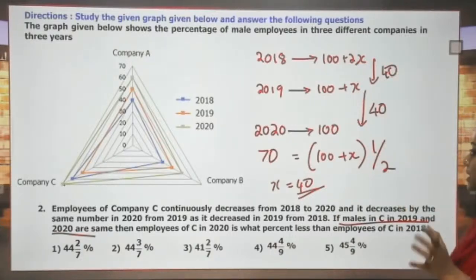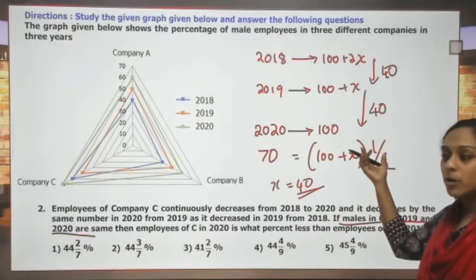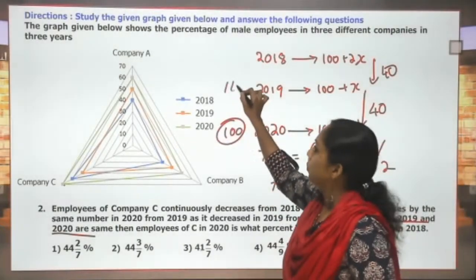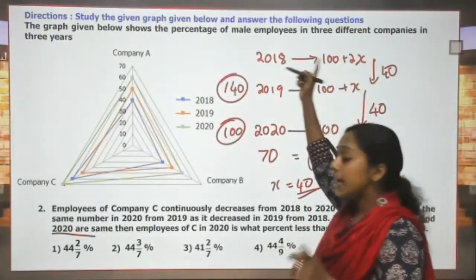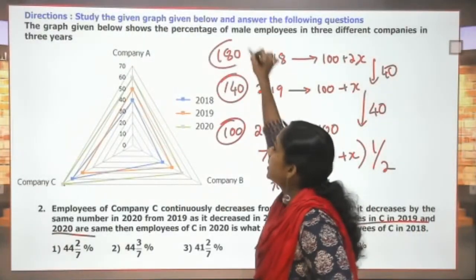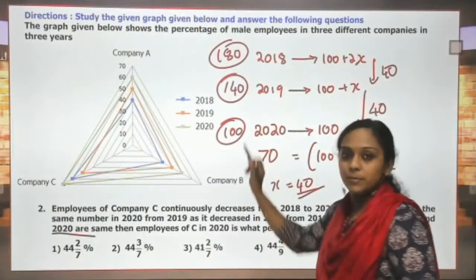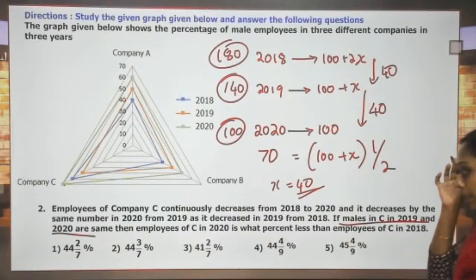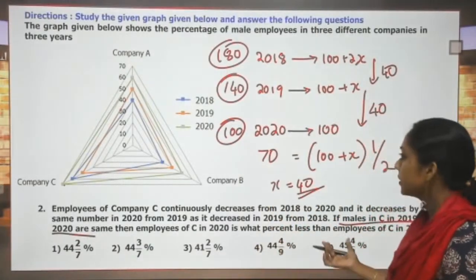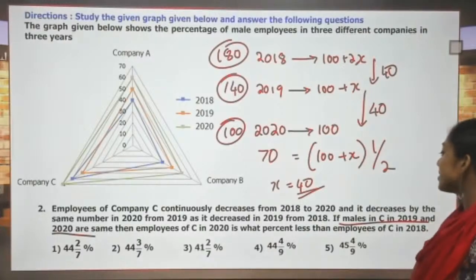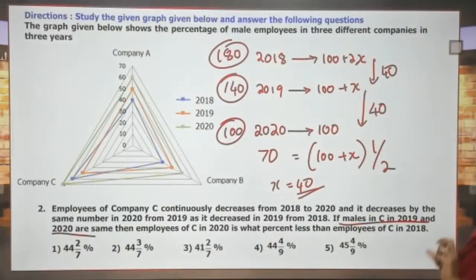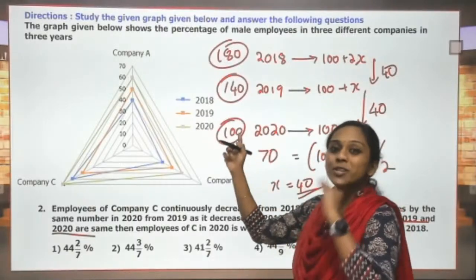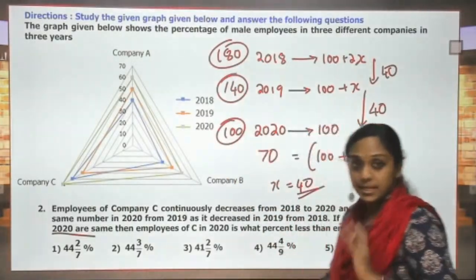Now let's come to the main question. Before that, how many employees were there in 2020? That is 100. In 2019 that will be 140, and in 2018 that will be 180. See, decrement of 40, here also decrement of 40. Next, let's read our main question. Employees of C in 2020, that is 100, is what percent less than employees of C in 2018? See, 180. So this 100 is how much percentage less than 180? That is our question.